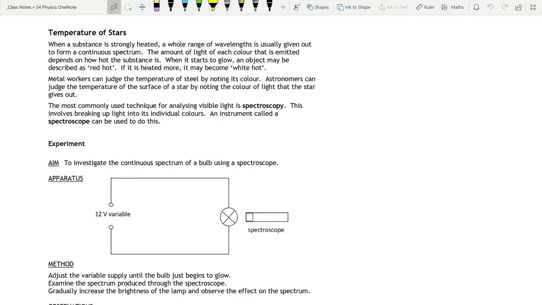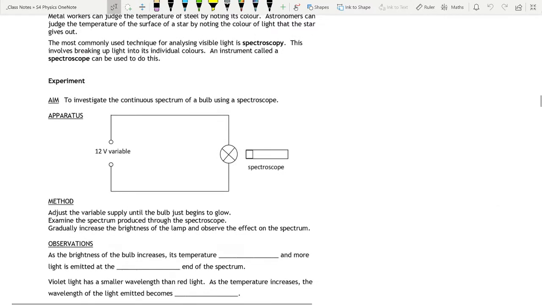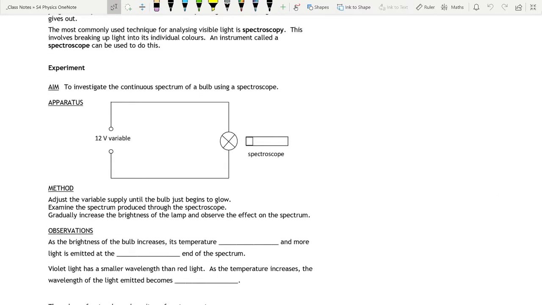Astronomers can judge the temperature of the surface of a star by noting the colour of the light that the star gives out. And the most commonly used technique for analysing visible light is called spectroscopy. This involves breaking up light into its individual colours, and we can use a spectroscope to do this.